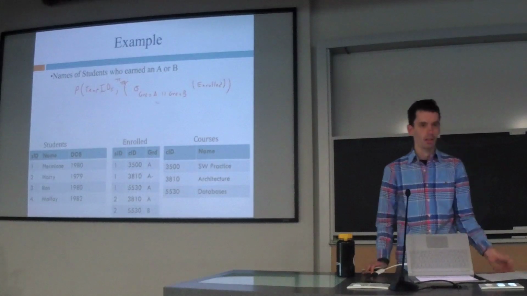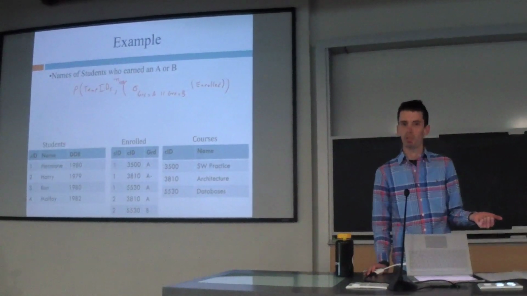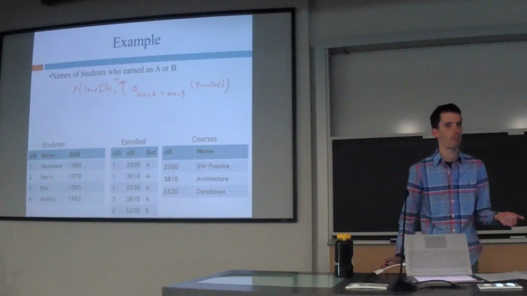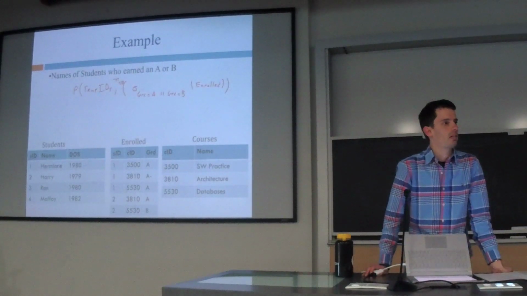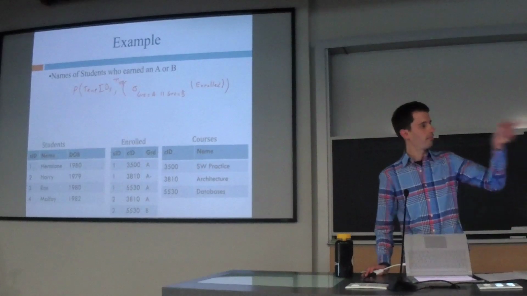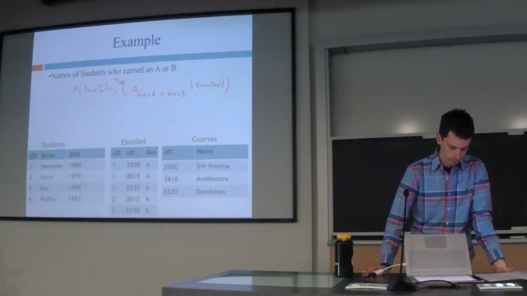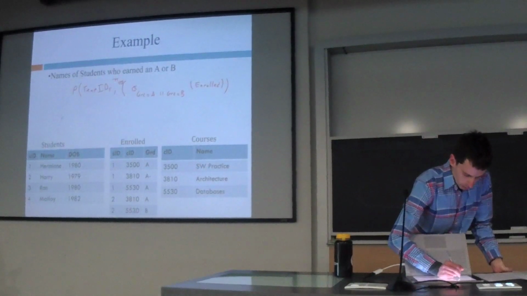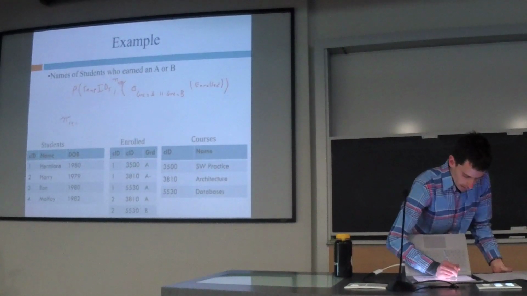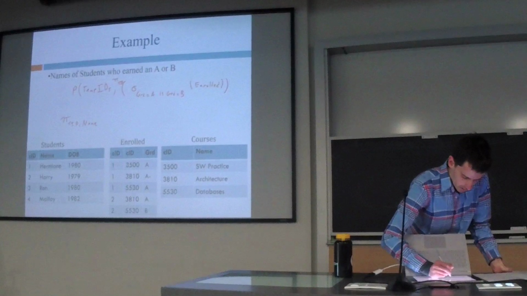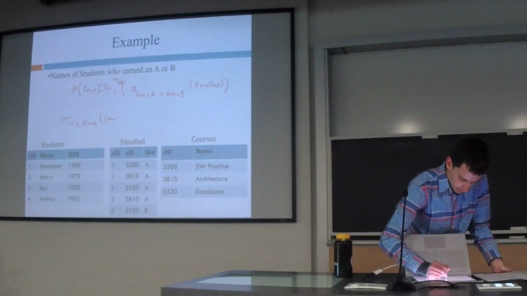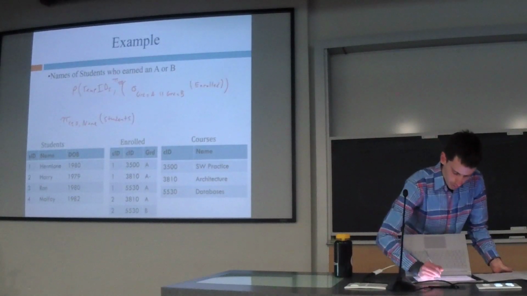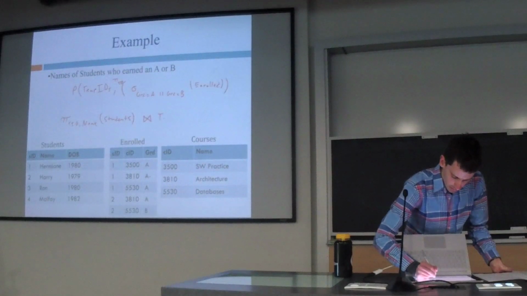Then what? So I have a relation containing the student IDs of everyone who's earned an A or B. I want to get their names. Any suggestions? Yep. Project student ID and name of students, and then natural join that with SID. Okay. So let's project SID and name from students. Natural join temp IDs.